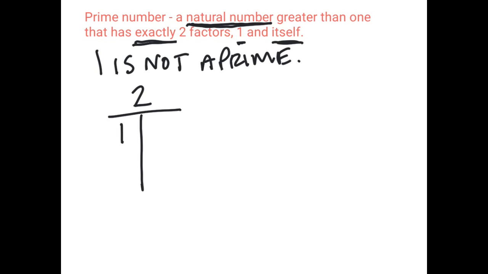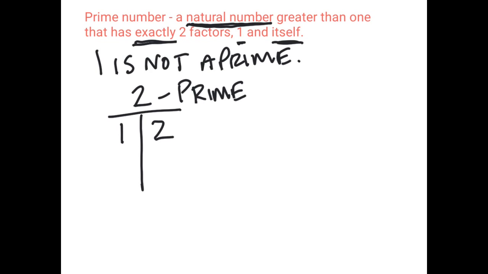So 1 times 2 is 2. So the factors of 2 are 1 and 2. And then I've doubled up, actually. You can see that on the t-chart. I don't have any more factors. So 2 is a prime number. It's actually the only even prime number that we have.